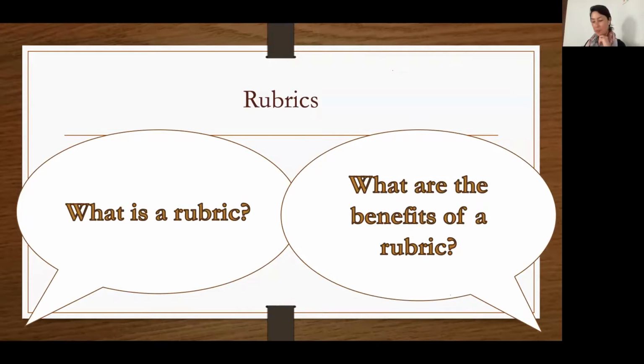Anyone want to speak to the benefits of a rubric? It sounds like we have a lot of fans of rubrics. I'm a big fan of rubrics myself. Oh, I see two people have their hands raised. Who are you? Nancy, go ahead.